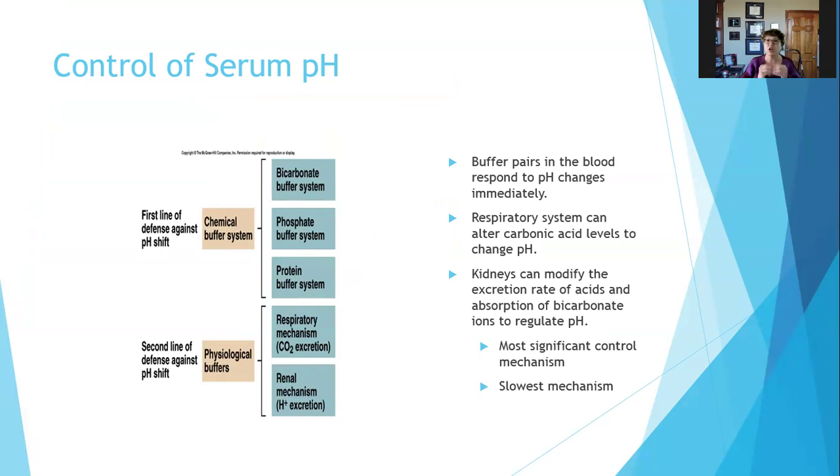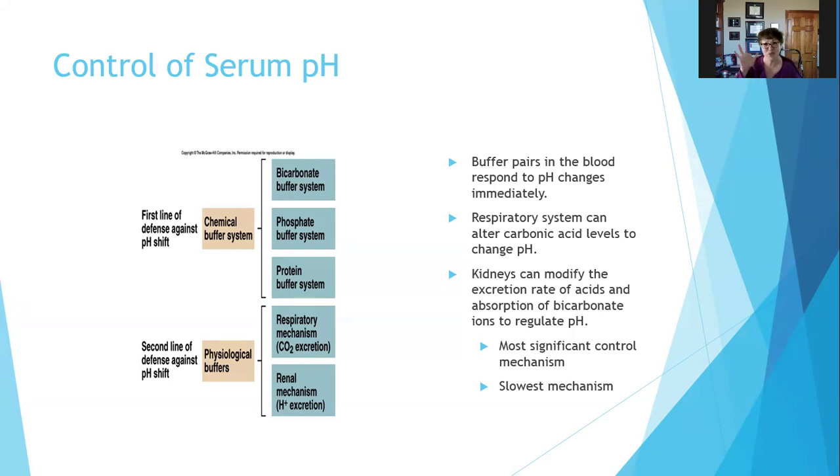The respiratory system can alter carbonic acid levels to change pH by breathing out more CO2 or not breathing out as much CO2. The kidneys can modify the excretion rate of acids and absorption of bicarbonate to regulate pH. So kidneys are the most significant control mechanism, but the slowest. Remember that if it shows up on a test question: what's the most significant and slowest control mechanism for the regulation of pH? It's the kidneys.